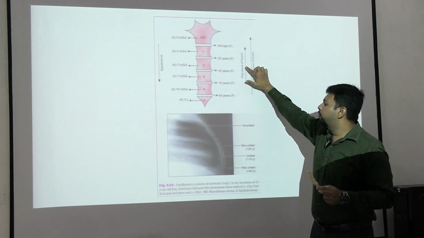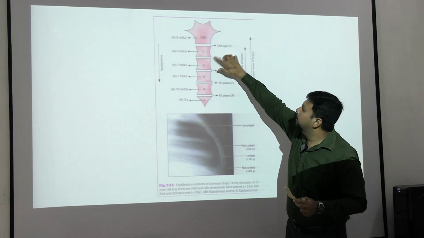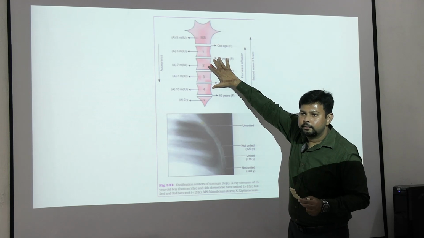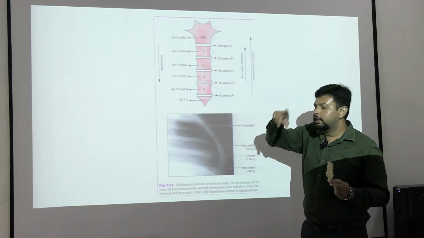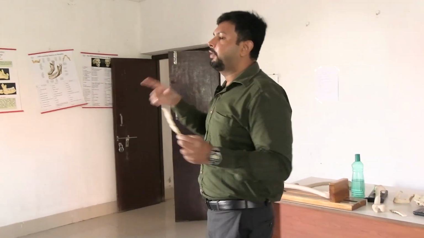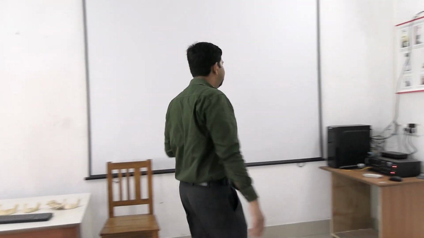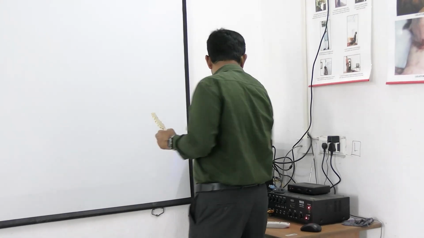In the first wave, the fusion occurs among the sternebrae. Among the 4 sternebrae, 1, 2, 3, 4, the fusion will occur. So it will be starting from 15 years: 15, 15, 20. Okay. There is a lot of disturbance today. Can't help it.